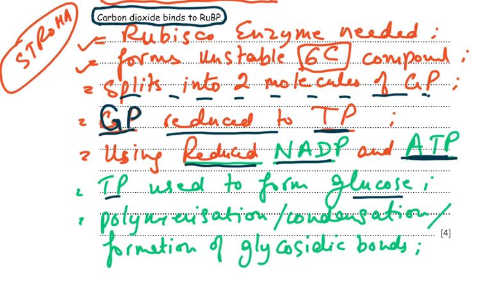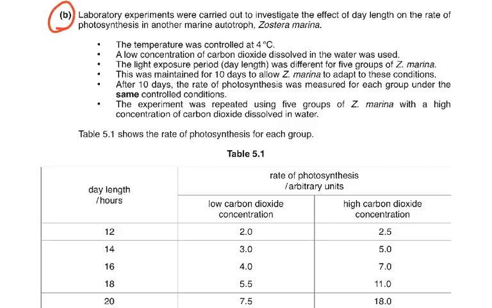Come to the B part of the question. Laboratory experiments were carried out to investigate the effect of day length on the rate of photosynthesis in another marine autotroph, Zostera marina. The temperature was controlled at 4 degrees Celsius. A low concentration of carbon dioxide dissolved in the water was used.